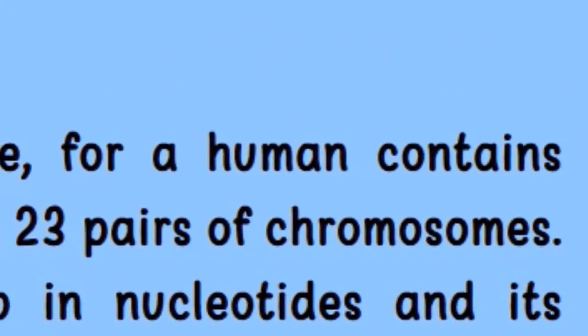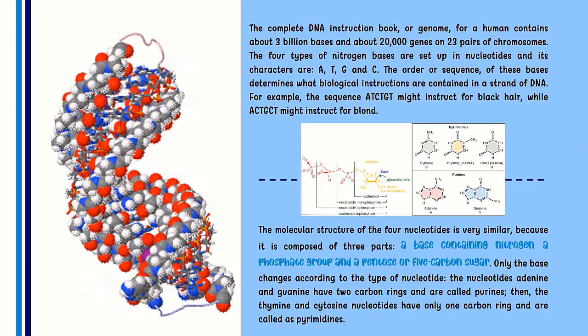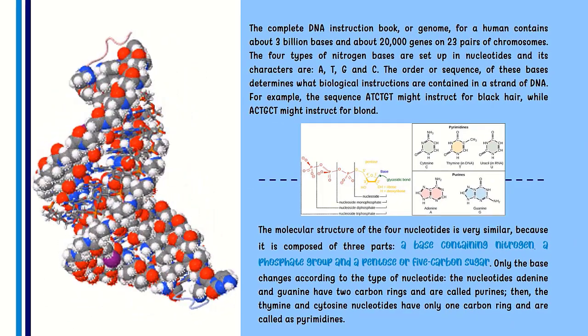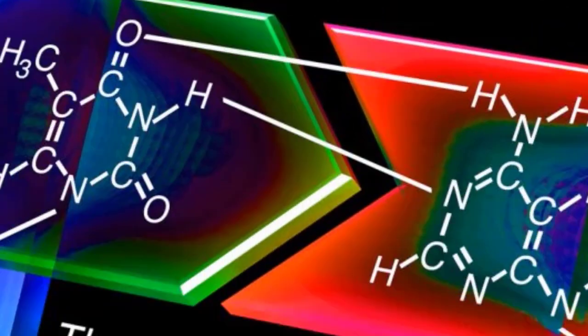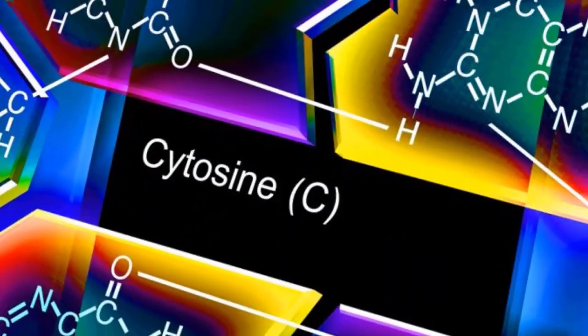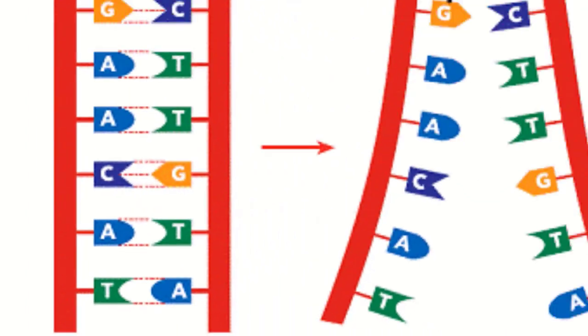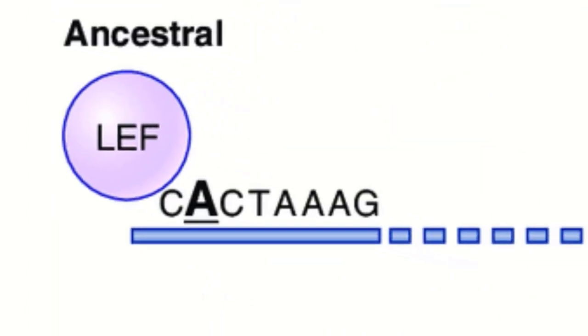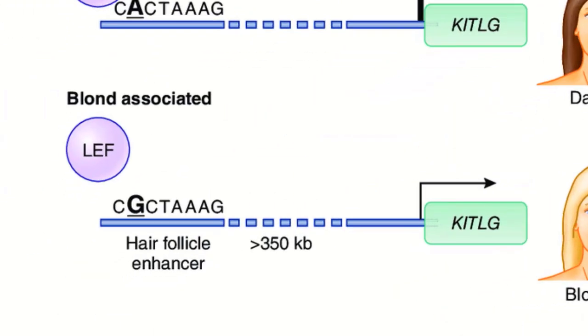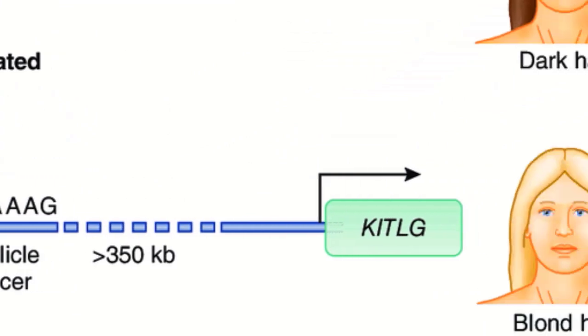The DNA instruction book, or genome, for a human contains about 3 billion bases, about 20,000 genes, and 23 pairs of chromosomes. The four types of nitrogen bases set up in nucleotides have the characters A, T, G, and C. The order or sequence of these bases determines what biological instructions are contained in a strand of DNA. For example, the sequence ATCTGT might instruct for black hair, while ACTGCT might instruct for blonde.